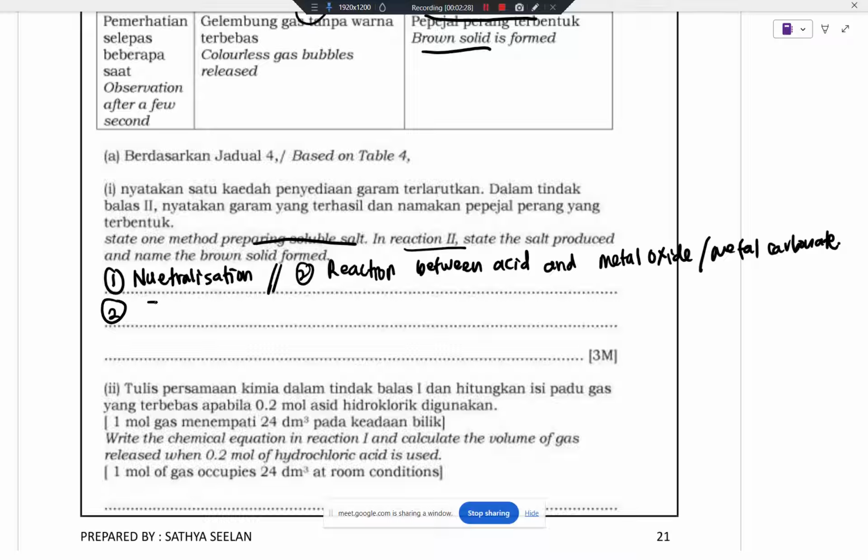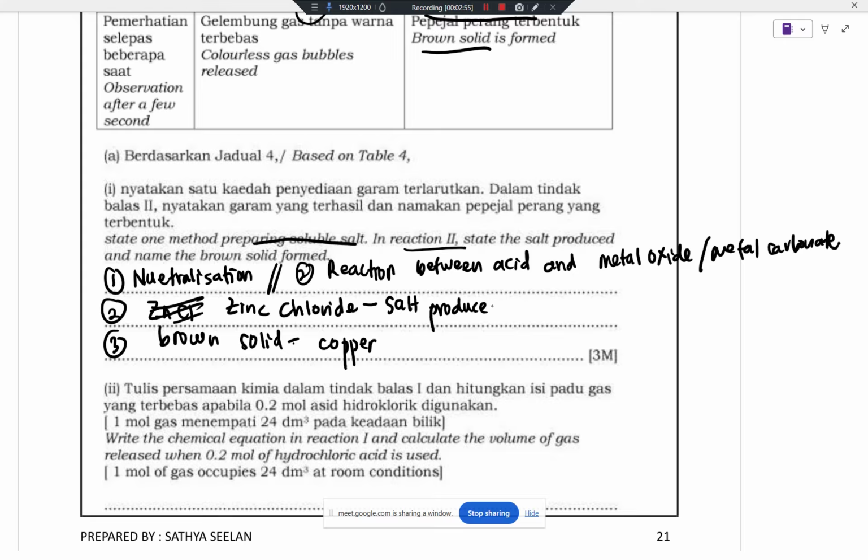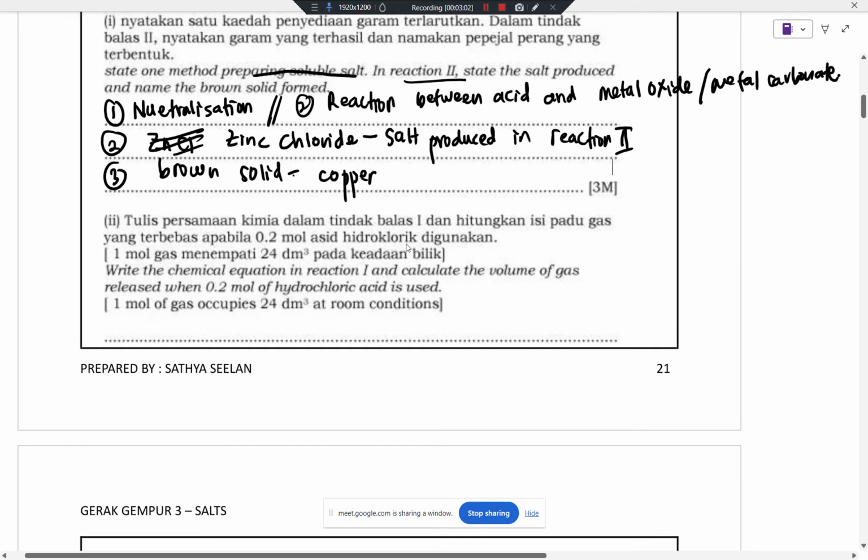Then state in reaction 2 the salt produced. The salt produced was zinc chloride. But we need to state it, so better we spell it out rather than write the symbol. And name the brown solid. The brown solid is the copper. You can write like this in your exam, no problem. This one is the salt produced in reaction 2. You can write in a note, point form.